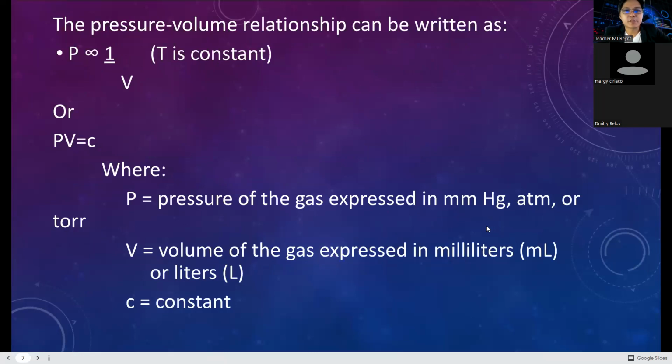The pressure and volume relationship can be written mathematically, since this is a law. P is inversely proportional to V if temperature is constant, or PV equals C, where P is the pressure of the gas expressed in millimeters of mercury, atm, or torr, V is the volume of the gas expressed in milliliters or liters, and C is a constant. What is really constant there?